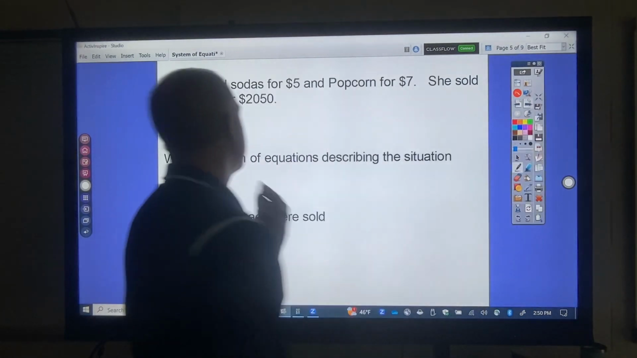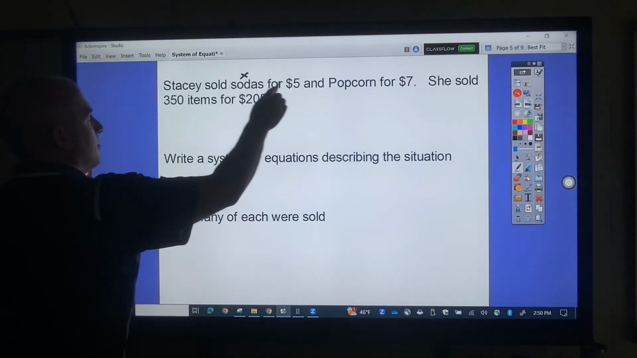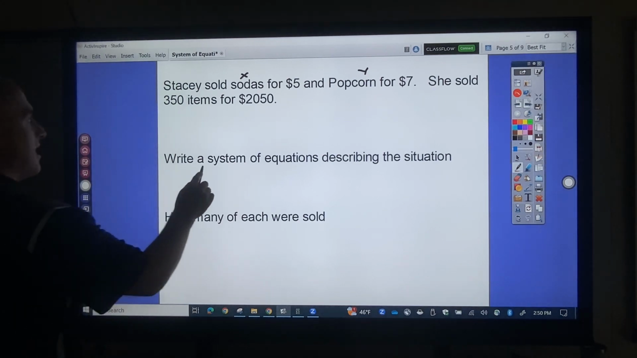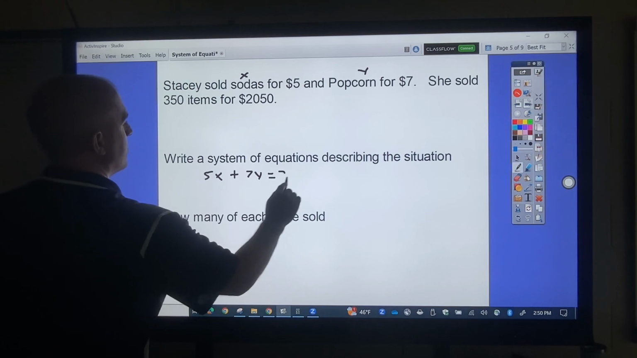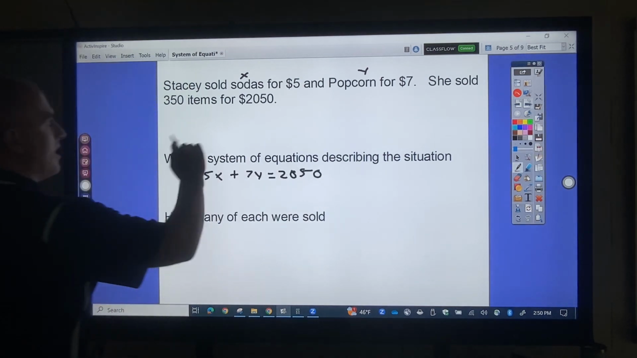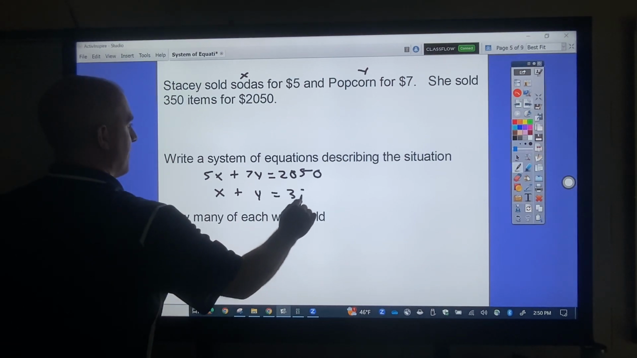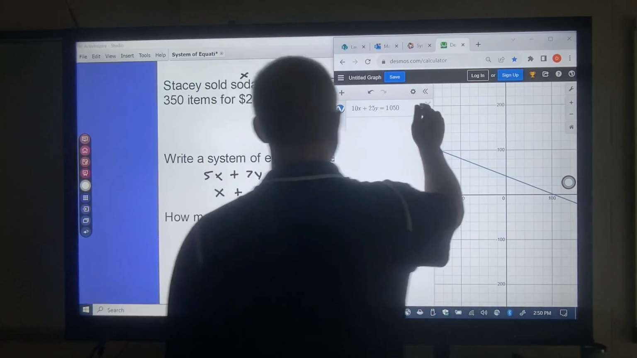All right, let's do another one of those. Stacy sold sodas and popcorn, 5 and 7. Okay, so sodas will be X, popcorn will be Y. She sold 350 items for $2,050. So 5X for the soda plus 7Y equals $2,050. But you notice all that is money. The total items is X plus Y equals 350, okay? All right, so we keep the money in the money spot there, okay?